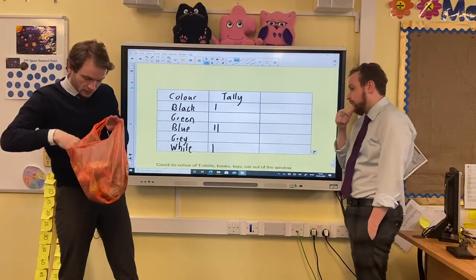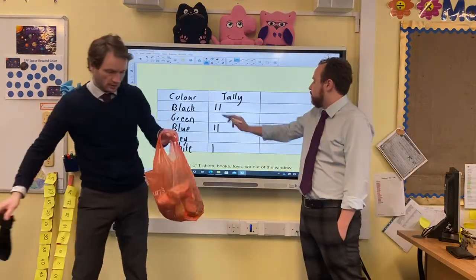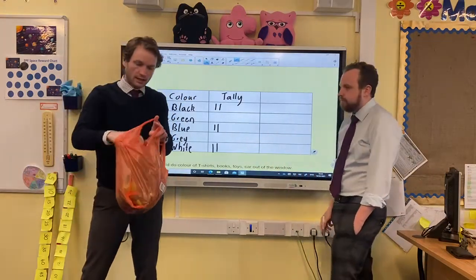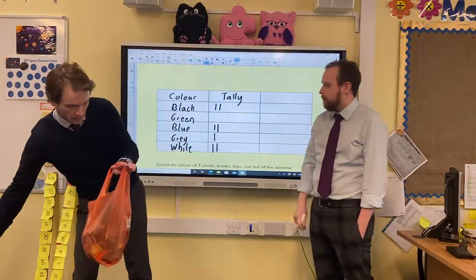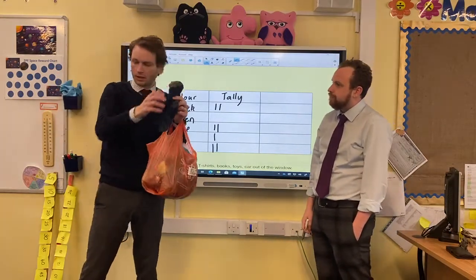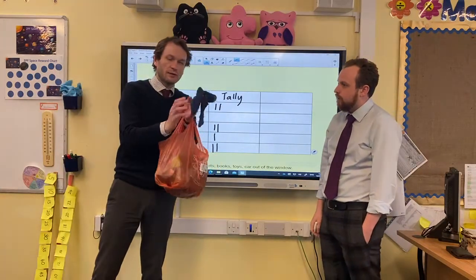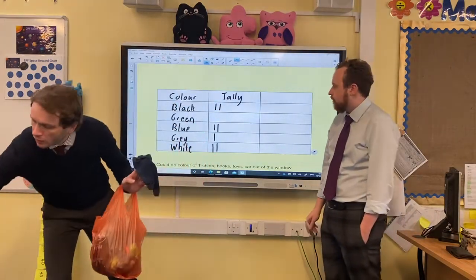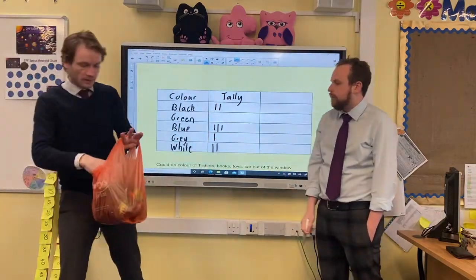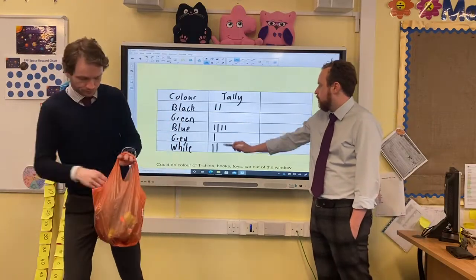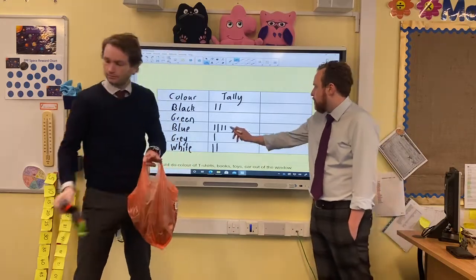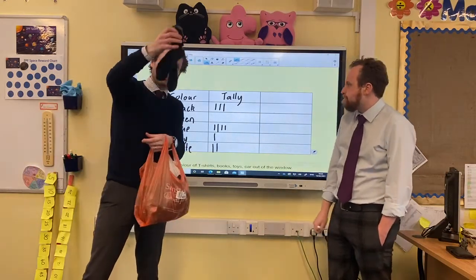Okay, let's go for black. Got some whites, Mr. Lake. Lovely. Okay, grey. Now these ones are actually blue. They're a very dark navy blue. It's quite a different blue to these ones, but they're blue. Let's put blue. Another blue. Okay, black. Black.